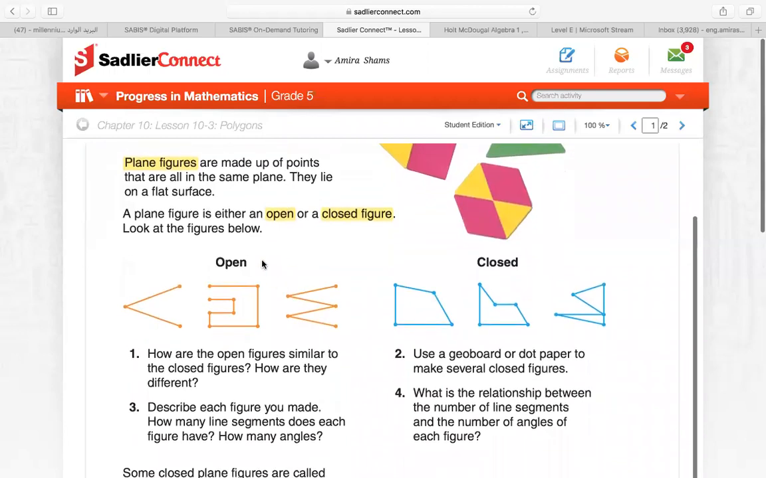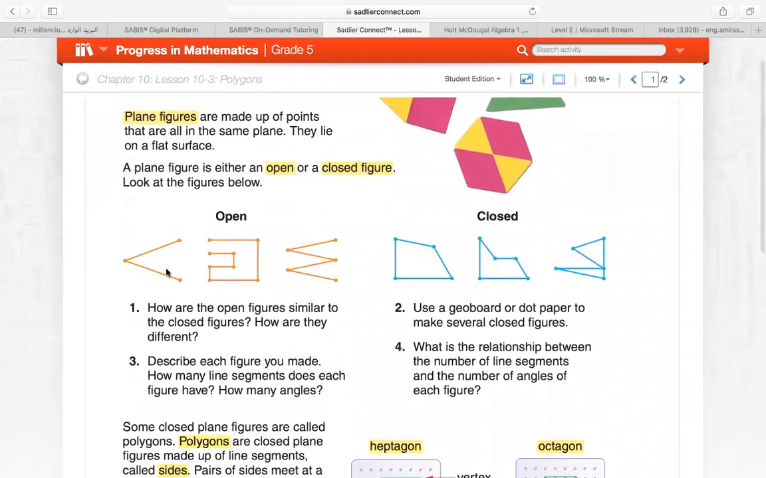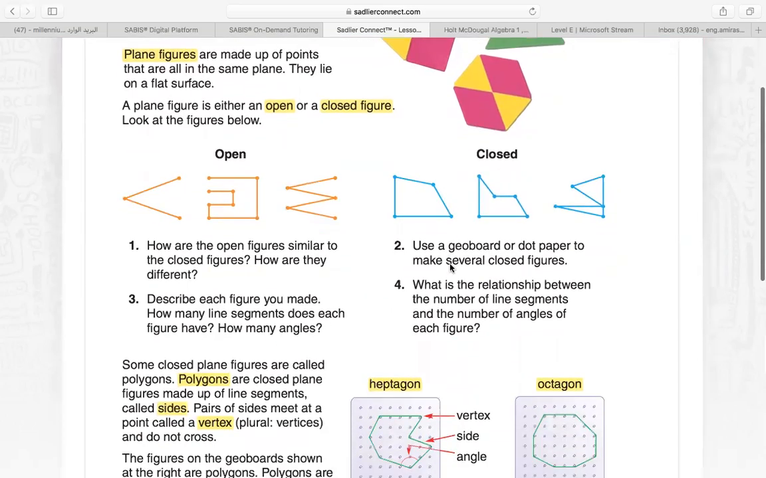Here on the left you have open figures, and on the right you have closed figures. On the left, there is a side that is not there. The points are not connected, so it is called an open shape. Here, the closed shape, all the points are connected together.